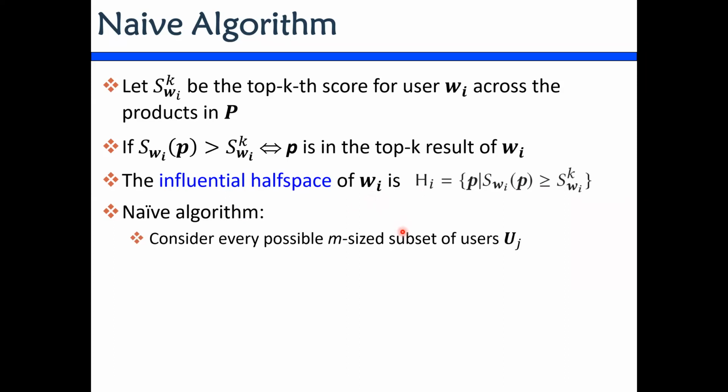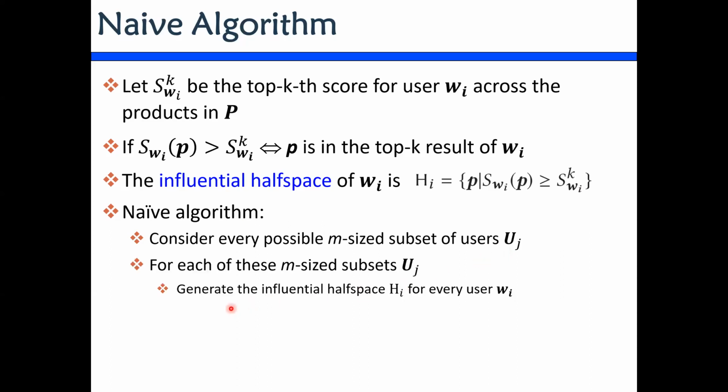So the naive algorithm proceeds as follows. First of all, it considers all possible m-sized combinations of users. In other words, it considers each and every possible m-sized subset of our users. Then it computes for each such subset the region of the product space where a product has to be built in order to satisfy all these m users in the subset. It does that by generating the influential half space for each of those users in the subset, and then taking the intersection of their influential half spaces.